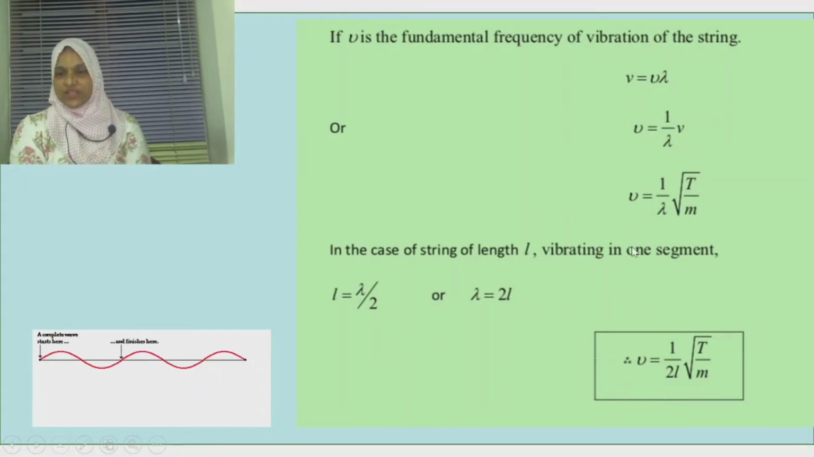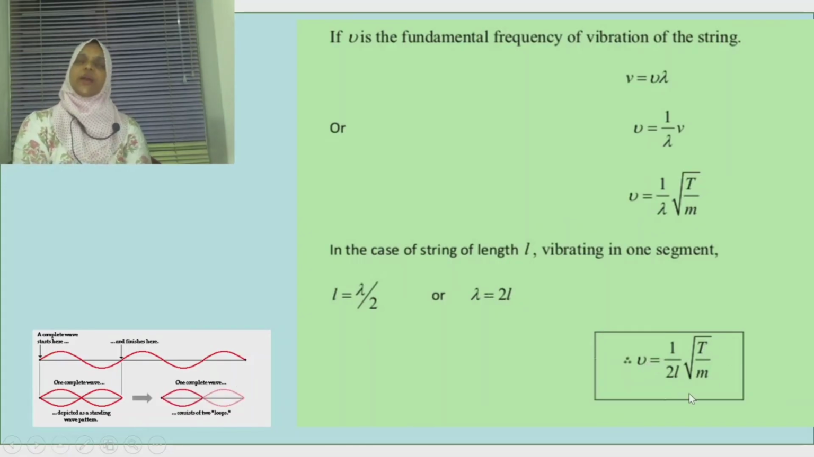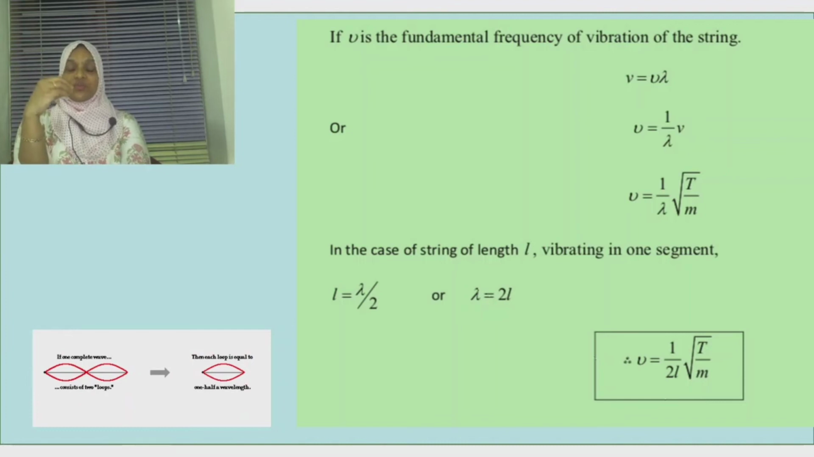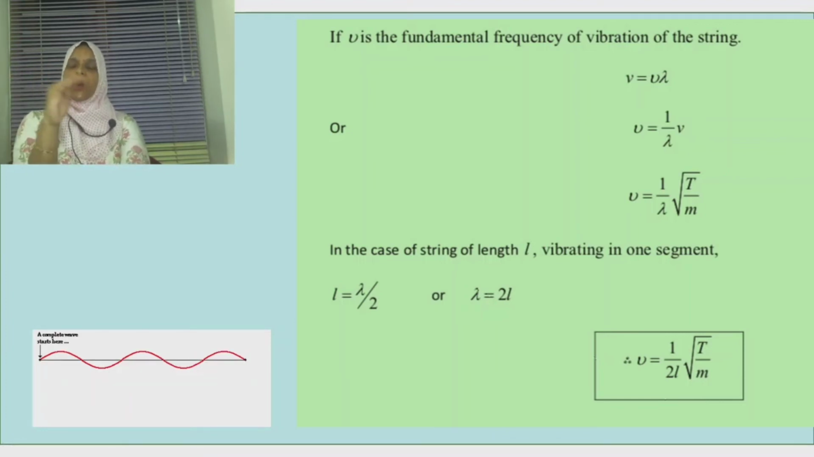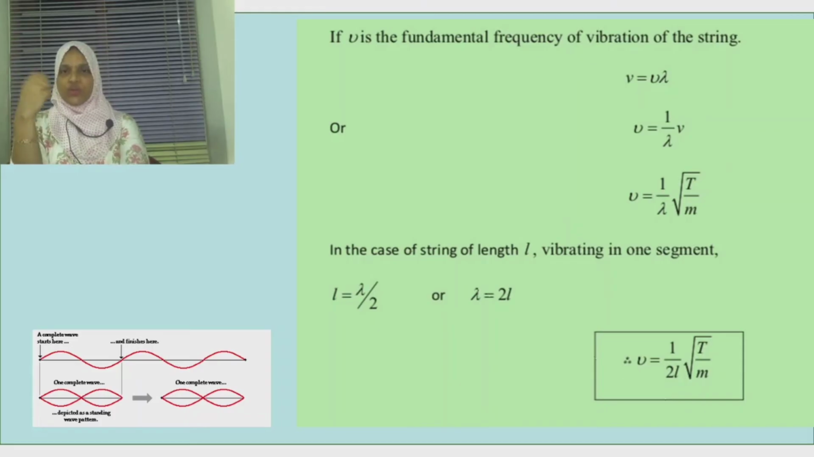Then finally you can substitute in the equation for frequency. Fundamental frequency nu is equal to 1 by 2L root of T by m. Our frequency of vibration and the frequency of the wave passing along the string will both be equal. That frequency nu will be equal to 1 by 2L into root of T by m.